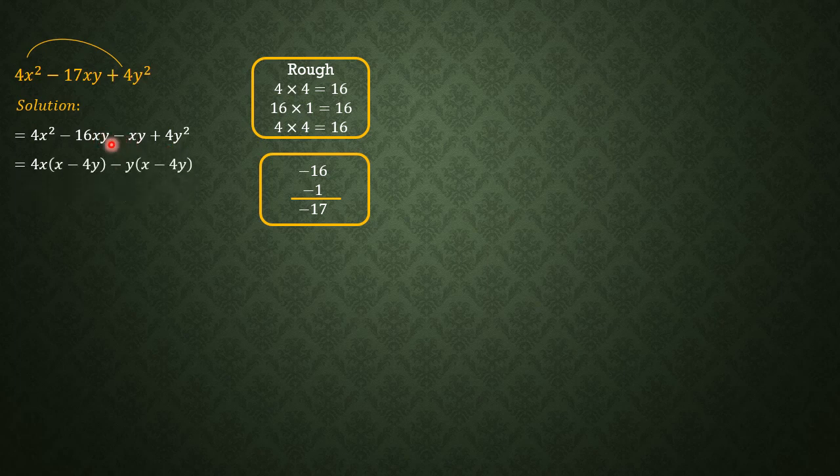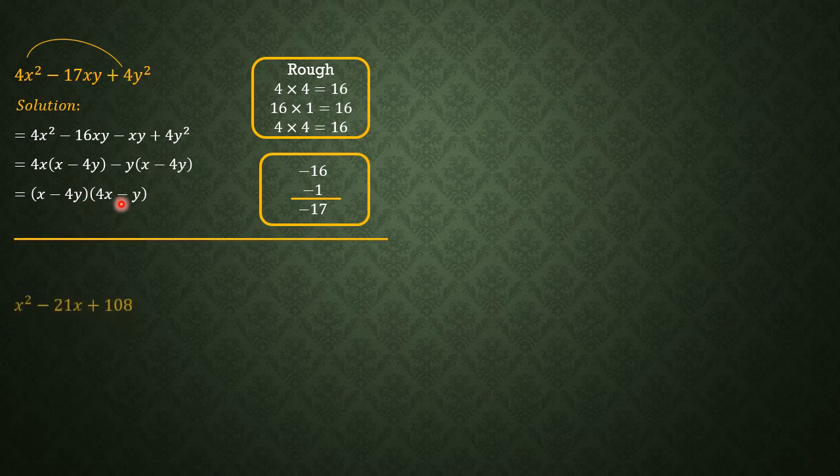Now you have to take common: 4x is the common term, x is as it is, minus 4 fours are 16y. Now minus y is a common term. Then x will be as it is, and 4 is as it is, because there are two y's, one is common and one will be left. Now the common term is a full bracket, that is x minus 4y and 4x minus y. This is the final step of the question.